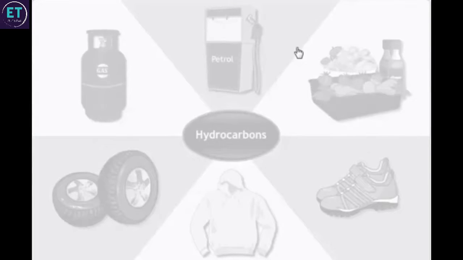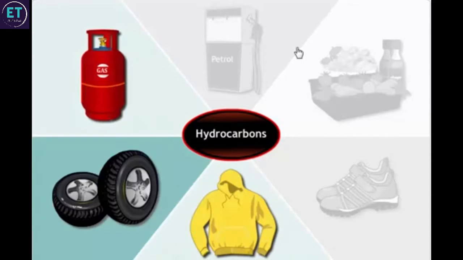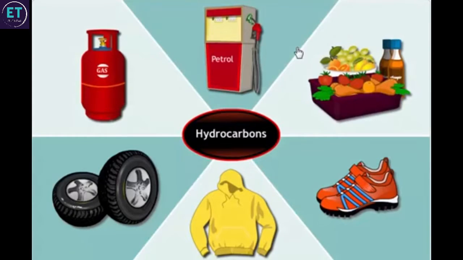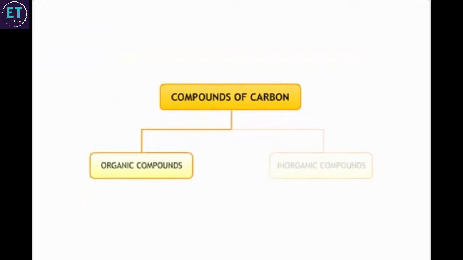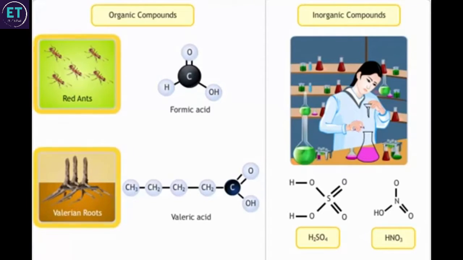Every day we use things that contain a class of compounds called hydrocarbons. Hydrocarbons are compounds that contain hydrogen and carbon. In the earlier days, based on the source, the compounds of carbon were classified into organic and inorganic compounds. In those days, scientists believed that organic compounds could only be produced by living organisms.